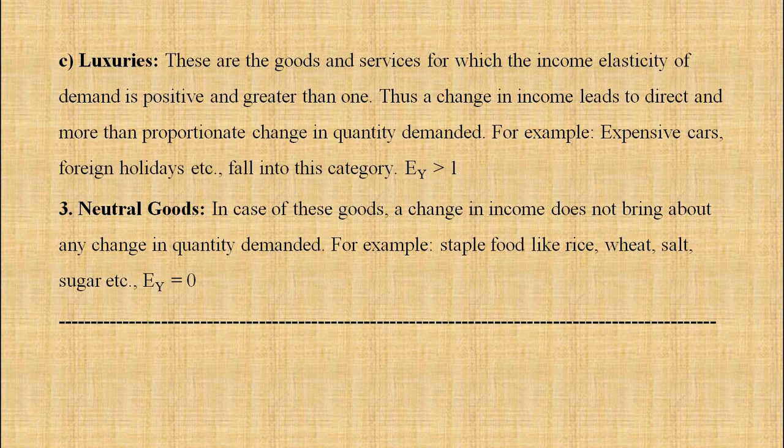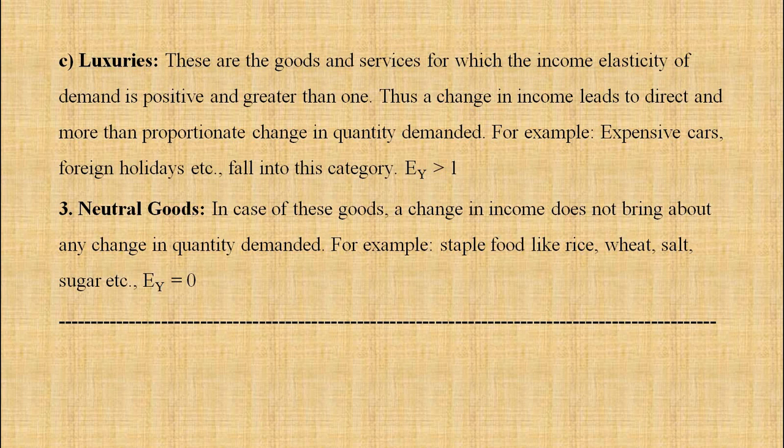Next, luxuries. These are the goods and services for which income elasticity of demand is positive and greater than 1. So, a change in income leads to direct and more than proportionate change in quantity demanded. For example, expensive cars, foreign holidays, etc. fall into this category where income elasticity is greater than 1.